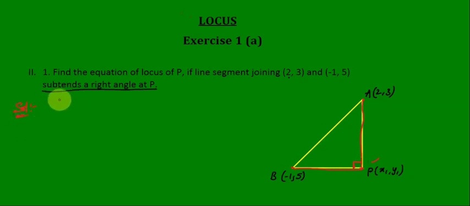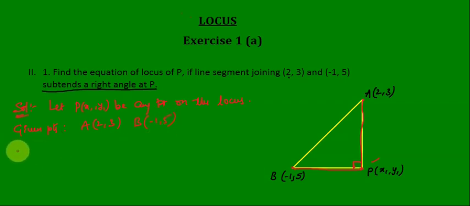So what was the first step? The very first step is we'll assume let P(x1, y1) be any point on the locus. Then the second step is given points. So what are the given points here? The first point is A(2, 3) and B is (-1, 5).